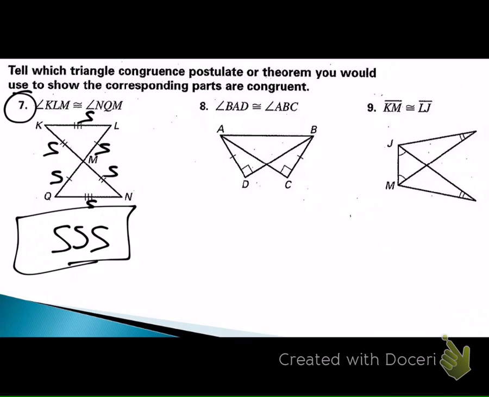All right, so on number 8, you can see that this is the same in both, and that's actually a hypotenuse. So we have the right triangles, we have the hypotenuse. Do we have the legs? Yes. Yeah, they're right here. Okay, so this is hypotenuse, leg.